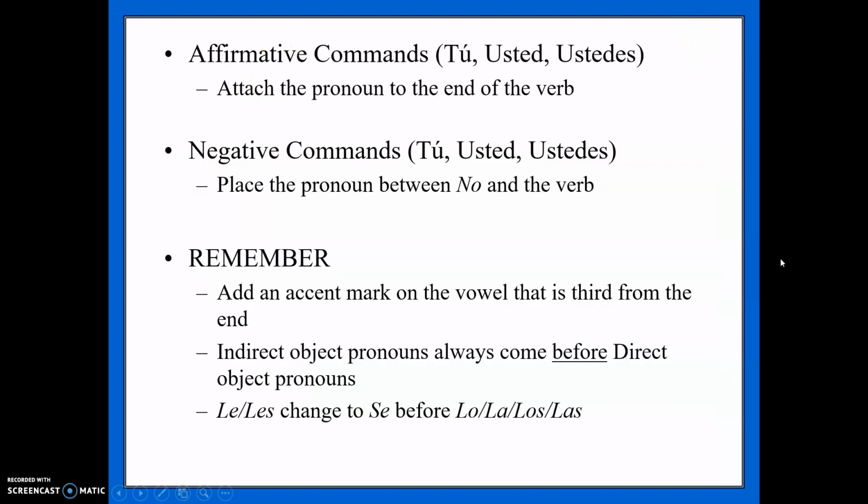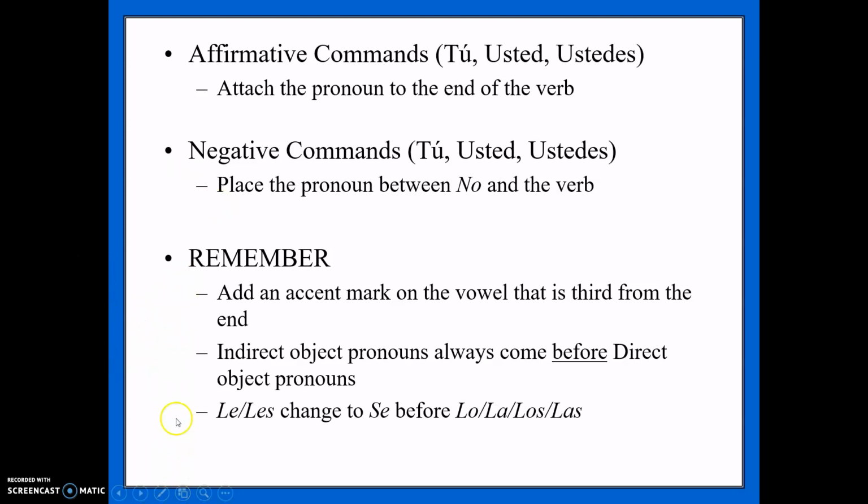And these are just a few things to keep in mind when we are adding pronouns. So when we have affirmative commands, which are the tú, usted, and ustedes, all types of affirmative commands, you attach the pronoun to the end of the verb. If it's a negative command, you have to place the pronoun between no and the verb. So remember, in a negative form, the no always comes first, then in the middle, next would be any pronouns, and last would be the verb, okay?